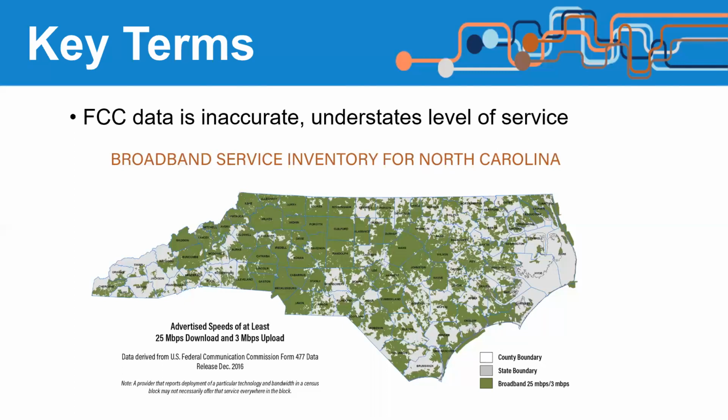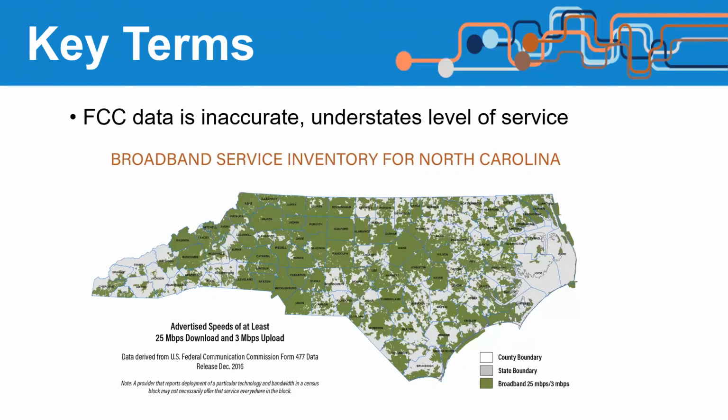The problem with this map, so you'll see the green areas are where companies are reporting broadband speeds of 25 down, 3 up. That's that FCC minimum threshold. The problem with it is that the FCC data is largely inaccurate. And it has the effect of understating the level of service that's out there, because I bet some of you are looking at this map and thinking, gosh, it looks like we have broadband speeds that are pretty fast in my community, but I don't know where that happens.